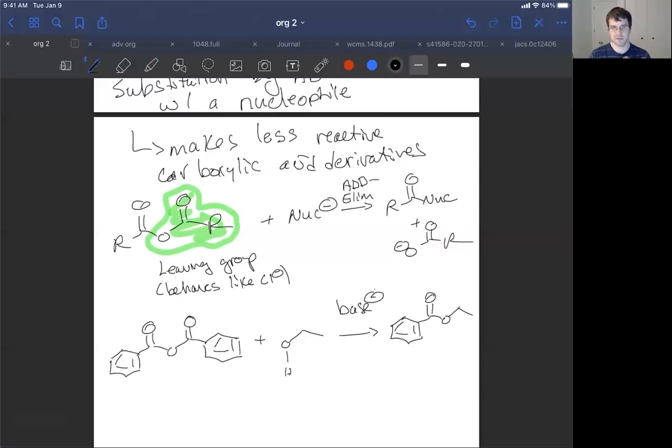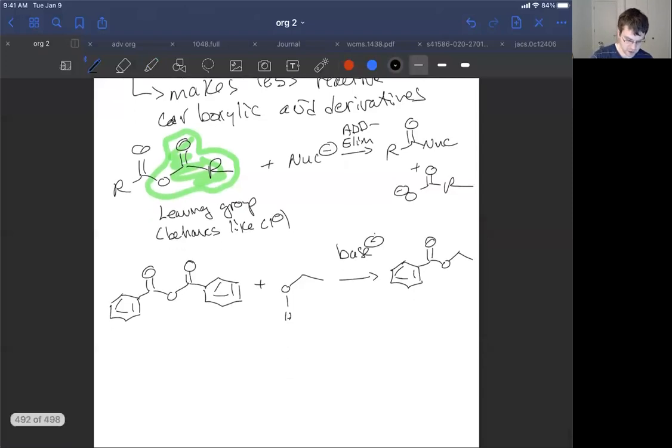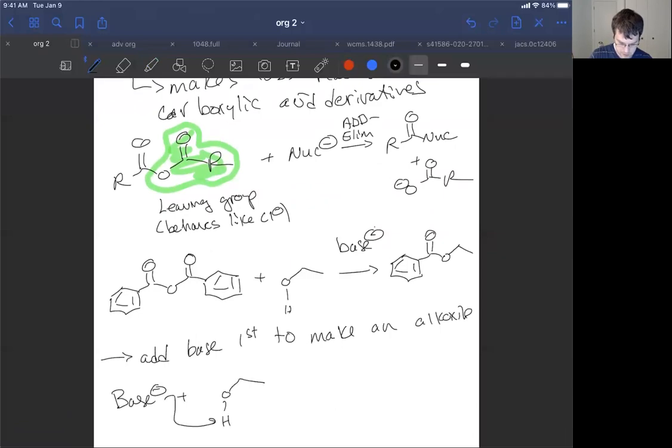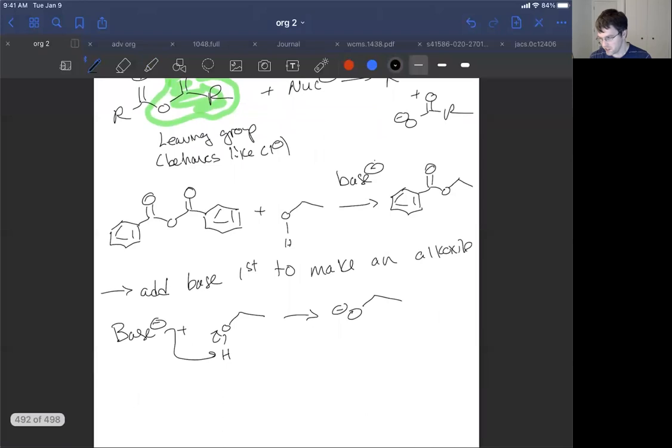And we can even do some step addition where we deprotonate the alcohol first. So add the base first to make an alkoxide. So what that looks like is this. Now, in some cases, you can use pyridine, but you can't all the time. So I'm just trying to be careful here, whereas it's super reliable with acid chlorides.